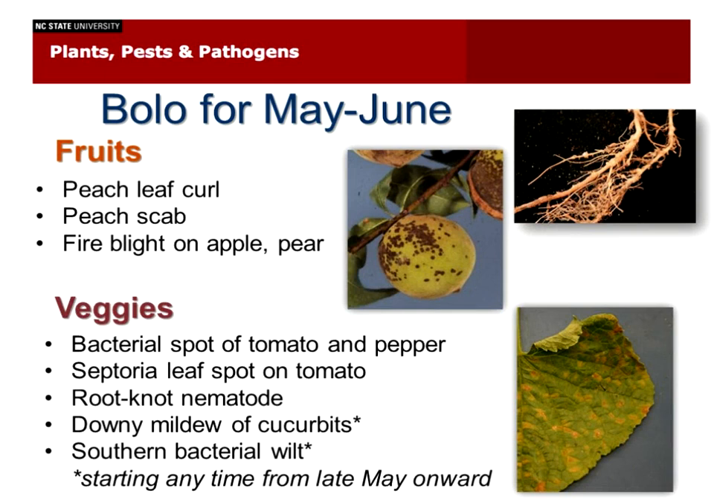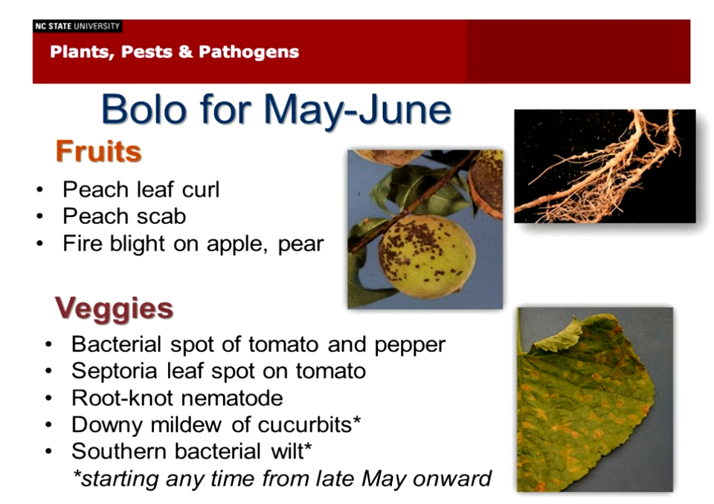Finishing out our bolos for May and June, fruits may or may not, hit or miss kind of thing. See some peach leaf curl. Peach scab, though, is going to become very coming on the scene. It's one of our top 2 diseases on peach fruit in the home orchard, and that first month after shuck split is when the most important infections occur. We may be seeing some fire blight on apple and pear as well in this season. Veggies, we'll be getting bacterial spot of tomato and pepper, as well as septoria leaf spot on tomato.